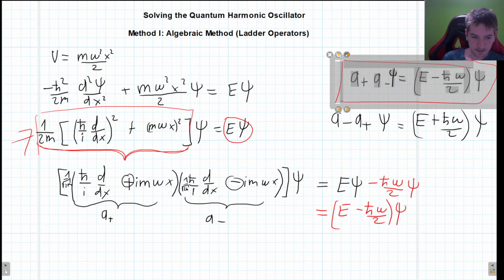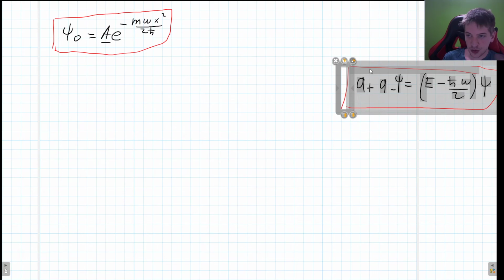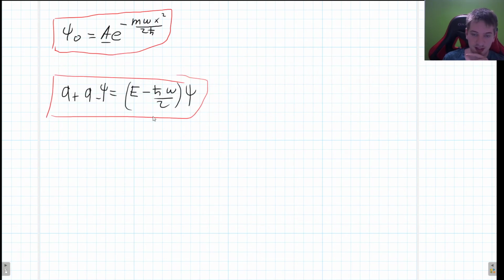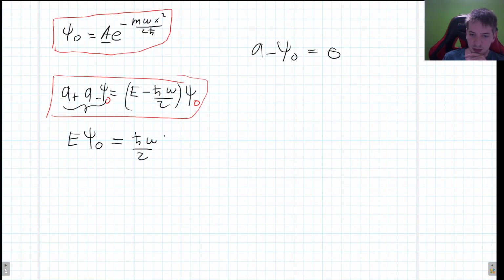Okay, so let us now go here. Let us use this form of the Schrödinger equation, because this is going to make it a lot easier. So let's put in here psi 0 instead of just psi. So this right here will be 0, because a minus times psi 0 is 0. This is the lowest you can get. You cannot go any lower than that. There is no wave function. So this right here is just 0. So we get that the energy times psi 0 is equal to h bar omega divided by 2 times psi 0.